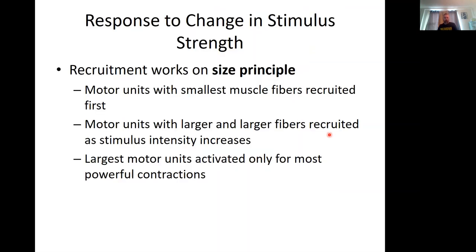Now, the way that recruitment works relies on the idea that not every muscle fiber is created equal. Some muscle fibers are fat, some muscle fibers are thin. And the fatter the muscle fiber, the more myofibrils are within it. And the more myofibrils that are within it, the stronger it is, right? So the bigger, the fatter a muscle fiber is, the stronger it is. The smaller it is, the weaker it is. And then we're going to call them in order, in reversing order of size. Okay, this is called the size principle.